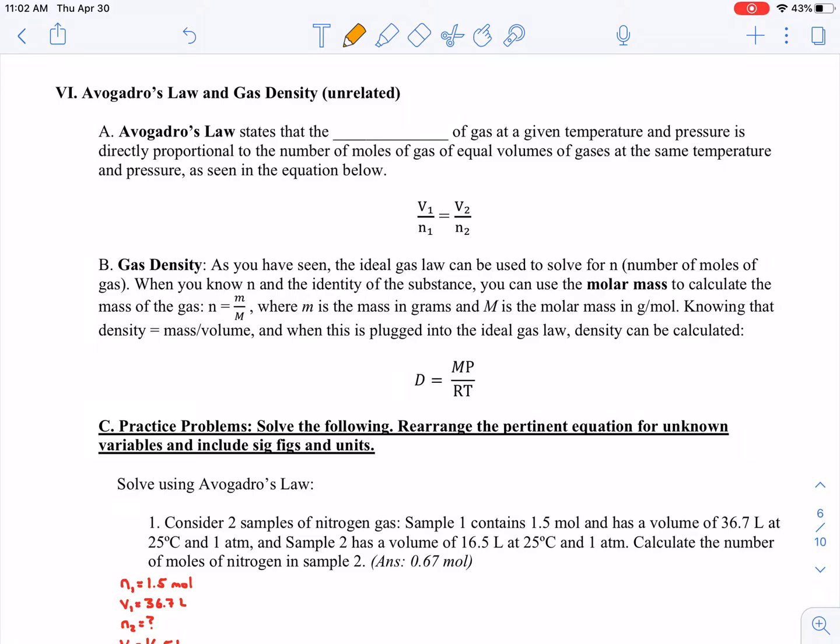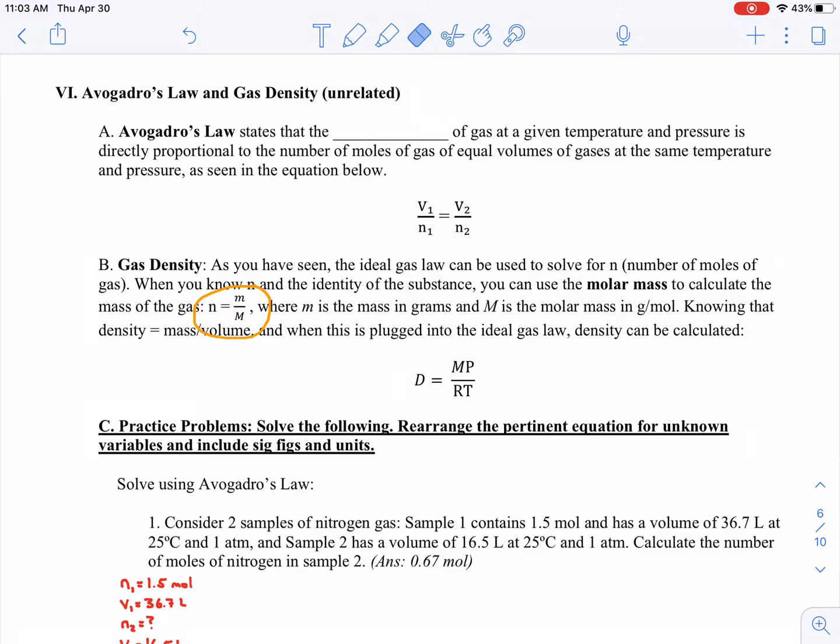So there's some fun things you can do where we can plug in basically an amount for n that is based on the molar mass and the mass of a gas. And because density is mass over volume, where m is the mass, then we can eventually get out to a gas density that looks like this. So we'll practice deriving this in class because it's a little bit of a longer derivation.